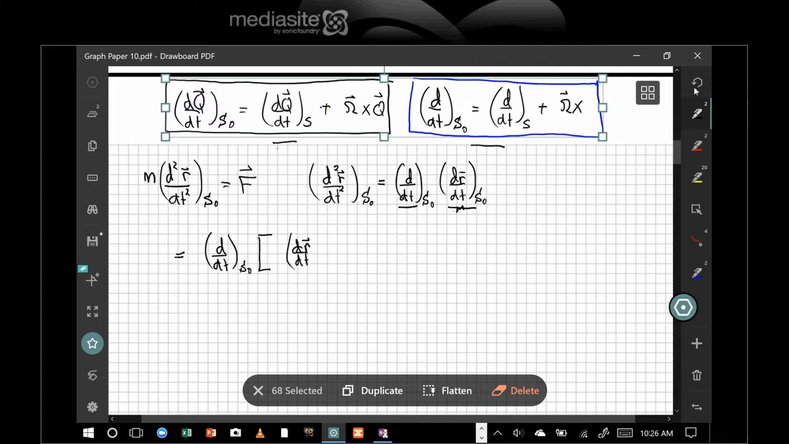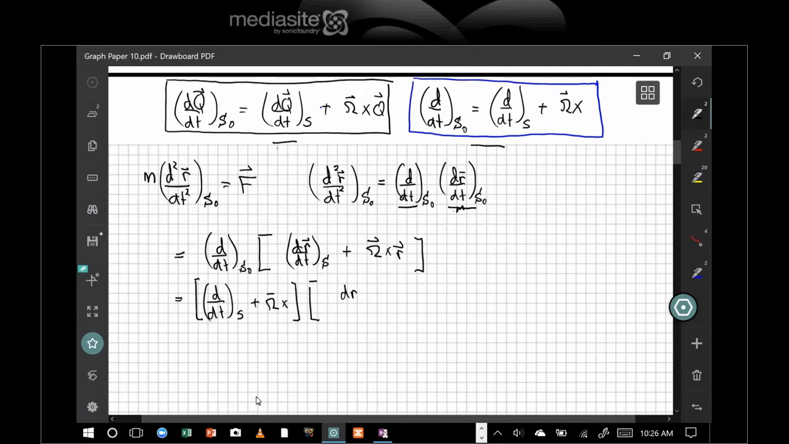Okay. So now, for this guy here, I'm going to use this. And then for that guy there, I'm going to use this kind of operator notation. So I can write this as, let's do this part first, and then we'll do the second part, to make it less confusing. So I get d/dt of S naught times this stuff here. And then here I'm going to put, instead of Q, it's R, of course. That's in the S frame.